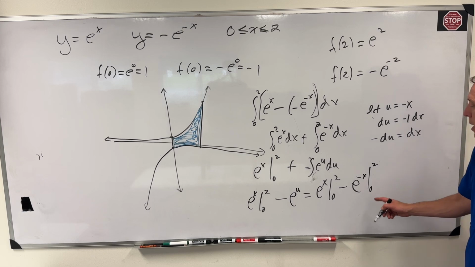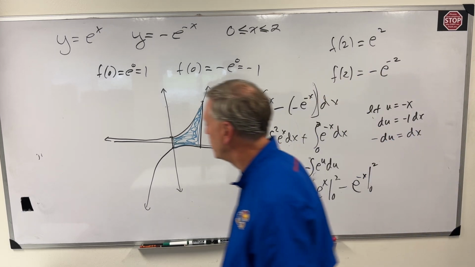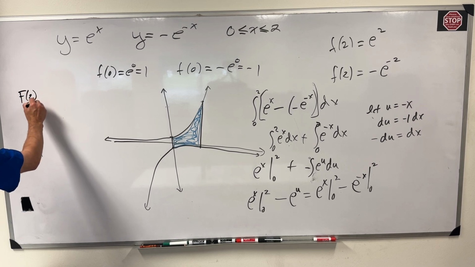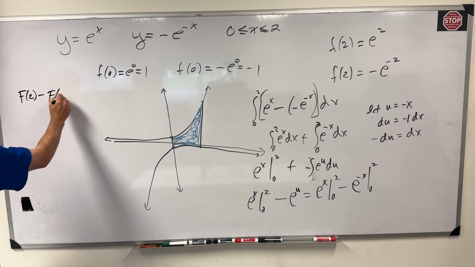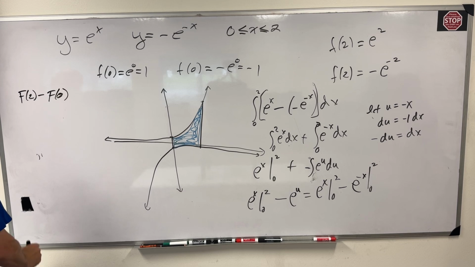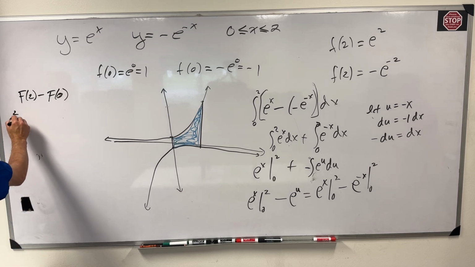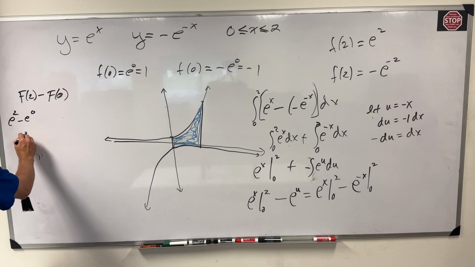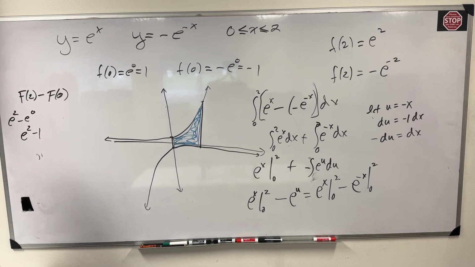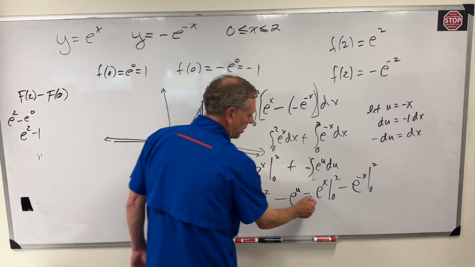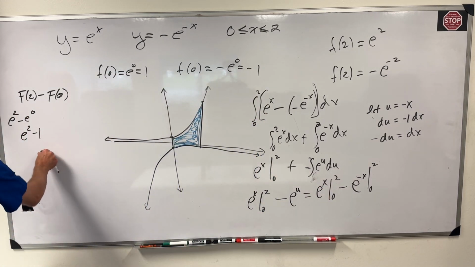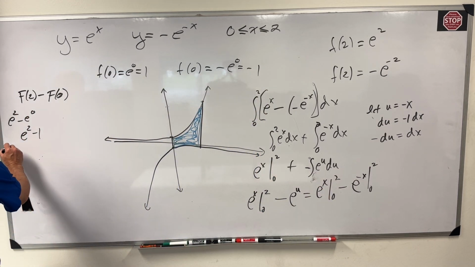So now we're ready to plug these things in. We go back to these capital F's. So this is f of 2 minus f of 0. That will give us e to the 2 minus e to the 0, which is e to the 2 minus 1. That's that first piece. And then the second piece.